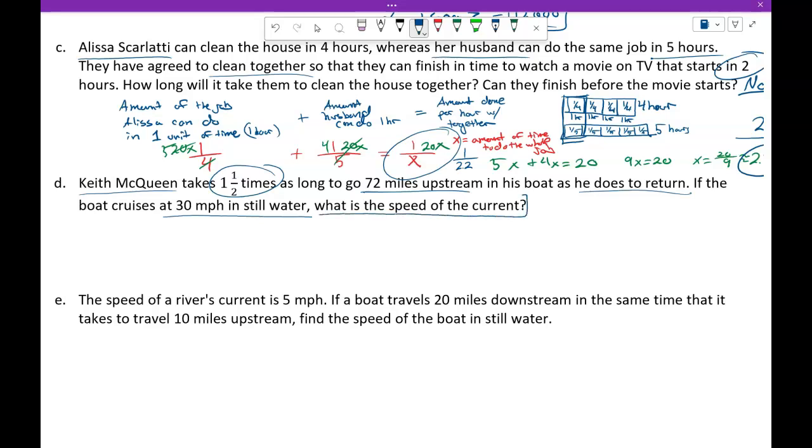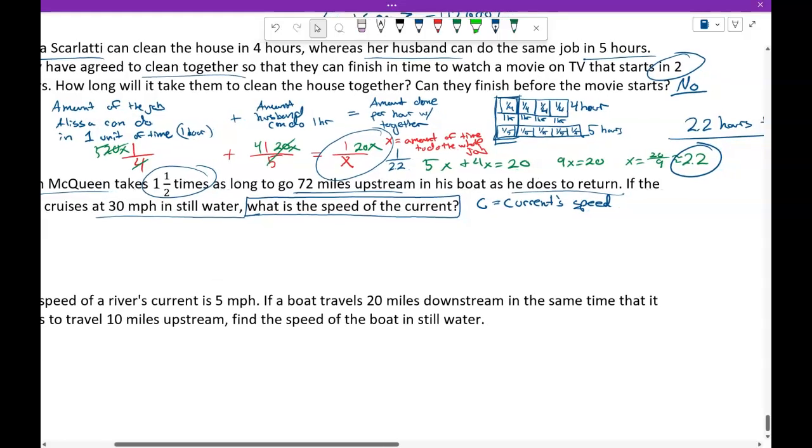A lot of times thinking about what the question's solving for will really help in identifying the variable and what we're using in our expressions. The speed of the current is going to be our variable x. I'm going to use actually c for current. C equals the current's speed. Now, since we're looking at rate and time and distance, we have a formula for that. Distance equals rate times time.